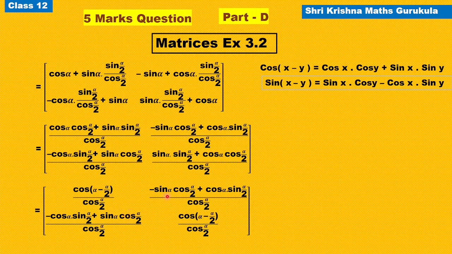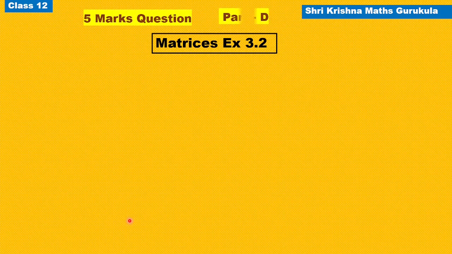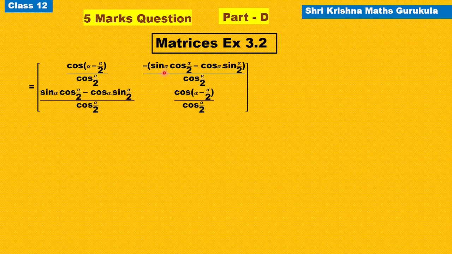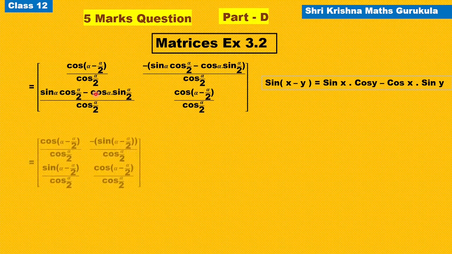For this, I am taking negative sign common. For this, I am interchanging the terms. Very simple. So you can check here. I have taken out the negative sign. It is minus of sin alpha into cos alpha by 2 minus cos alpha into sin alpha by 2. Here denominator is cos alpha by 2 only. Here I have interchanged the term. This term and this you can compare. It is sin of x minus y only. Correct? Yes. Now we will substitute that formula also.